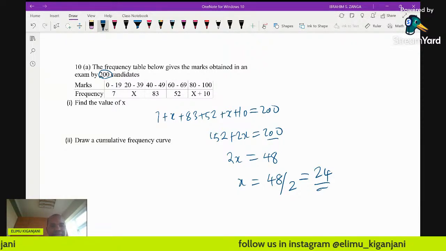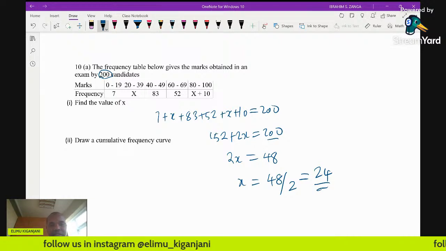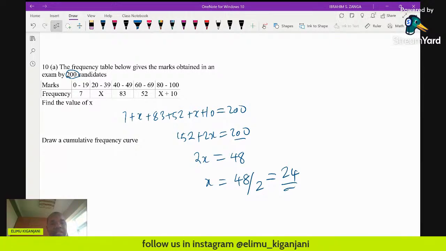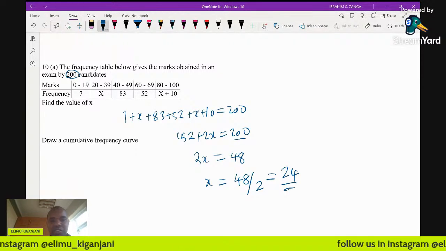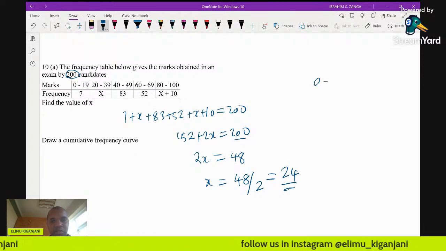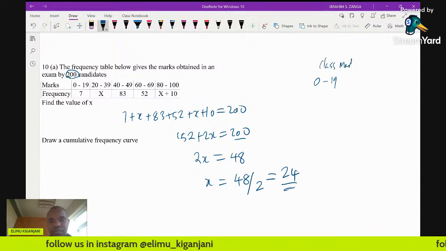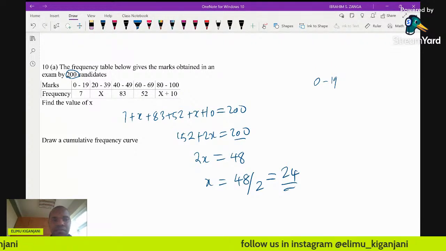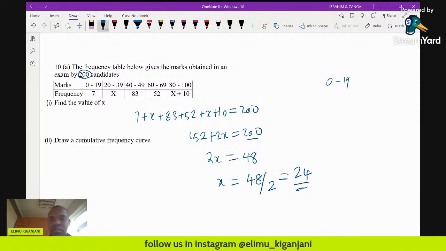The next step, draw the cumulative frequency curve. We know that the cumulative frequency curve is going to be constructed by using cumulative frequency and upper real limits. So we are going to construct a table, 0 to 19. This is our class interval.